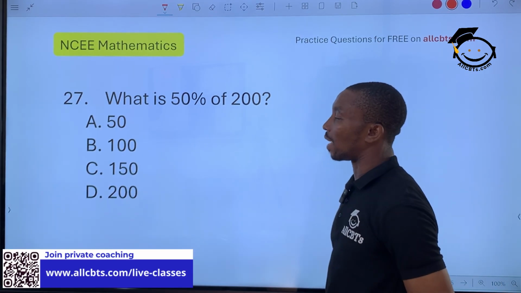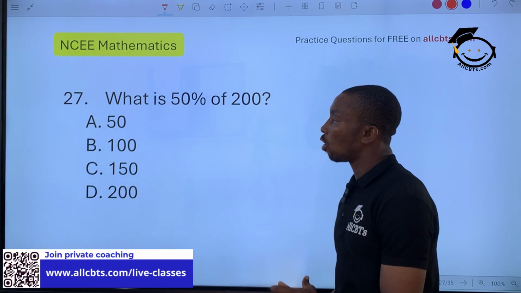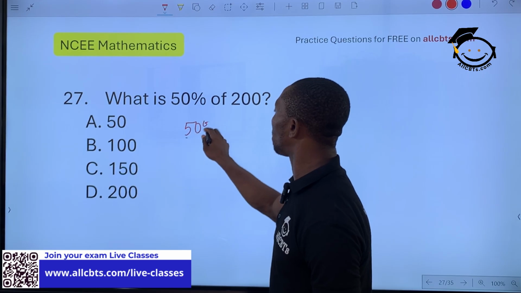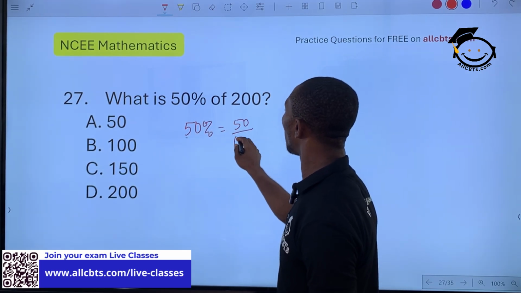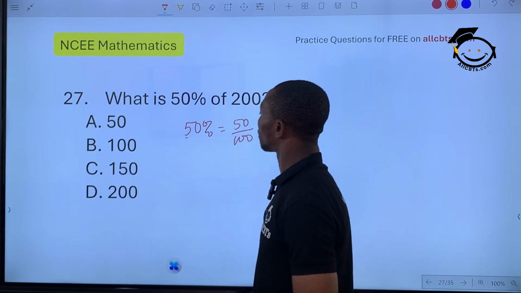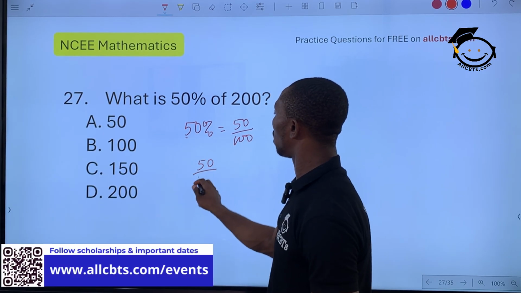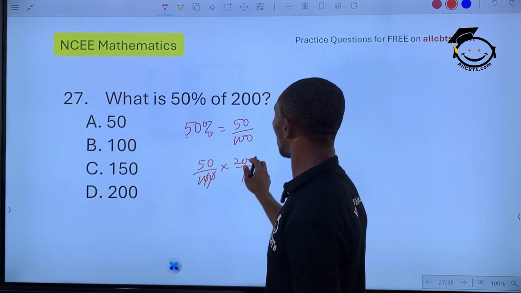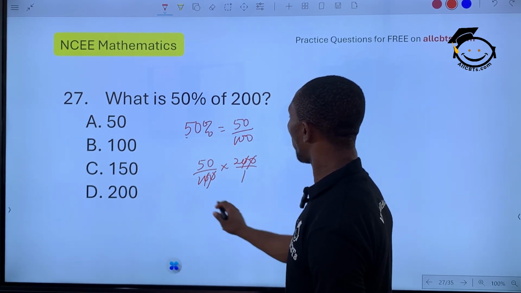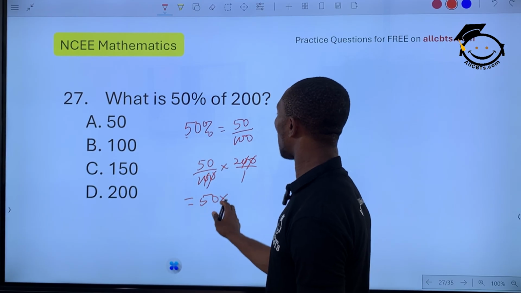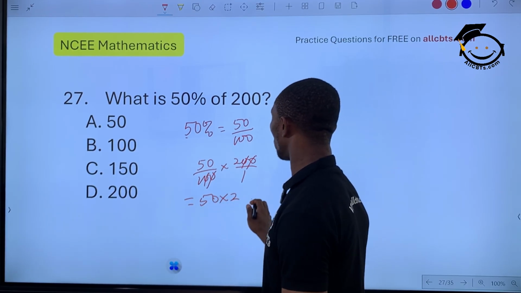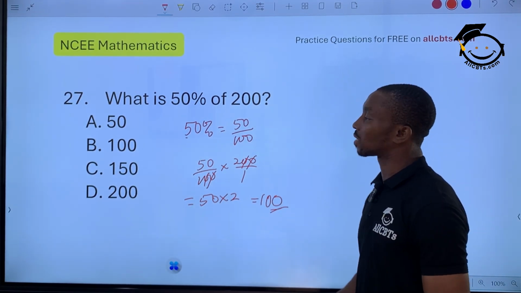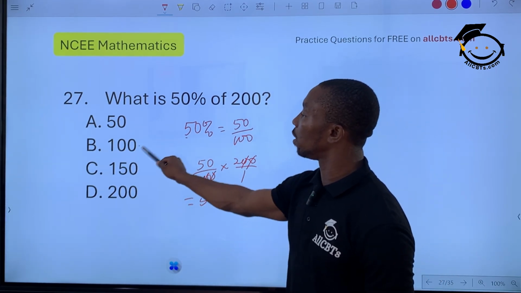What is 50% of 200? Okay, now when we talk about percentage, 50% looks at 50 over 100. So 50% of 200 will be 50 over 100 times 200 over 1. So cancelling our zeros, we have it as 50 times 2. Now 2 times 0 gives us 0, and 2 times 5 gives us 10. So 50% of 200 would be 100.